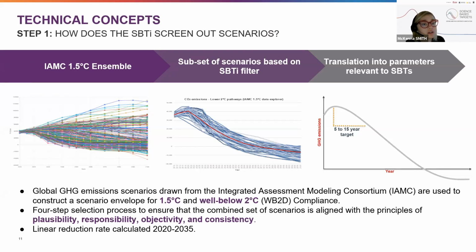And then there's a certain scientific way that our technical team goes about making sure that we are responsible and objective and consistent with the ways that we are setting the 1.5C pathways, both for a universal pathway, but also sector-specific pathways, which we will come on to a little bit later. So in general, the linear reduction rate was calculated from 2020 to 2035 to keep within that 5 to 15-year window there.